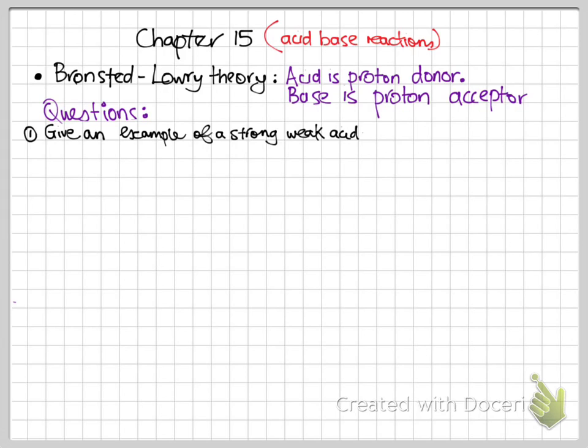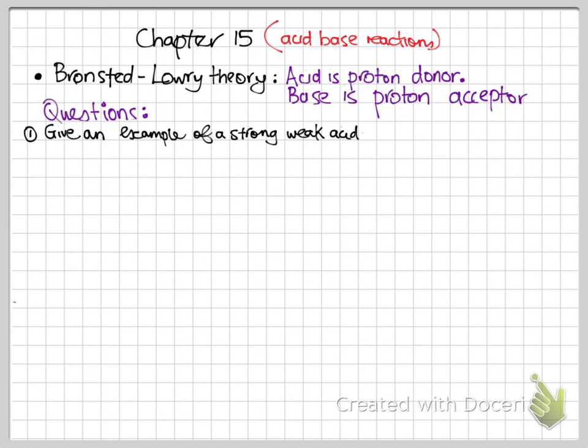Okay, moving on to chapter 15, acid and base reactions. The first thing we look at is the Bronsted-Lowry theory, where we found that an acid is a proton donor and a base is a proton acceptor. Now let's look at some questions on this.